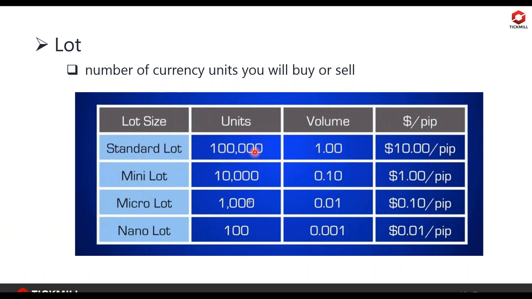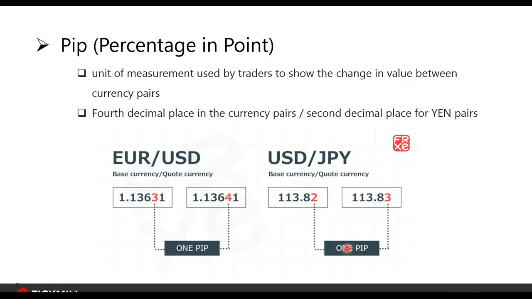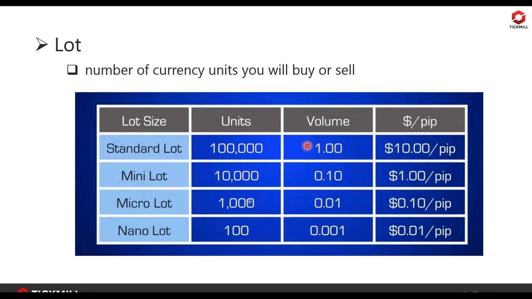So that's 100 units, one lot, or yung volume niya is 1.00. So per pip movement niya is equivalent to $10. So kanina, in this example, that's one pip. Ibig sabihin, the value of this is $10. If it moves two pips, the value will be $20 if you're trading one lot, 1.00.